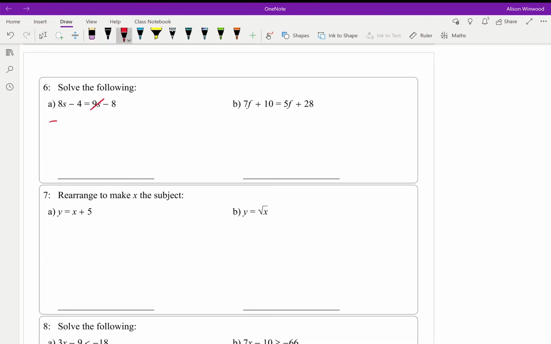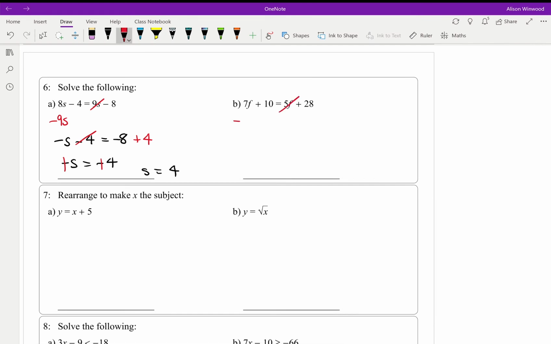Move all the s's to the left. Add. And change sign. So s equals 4.